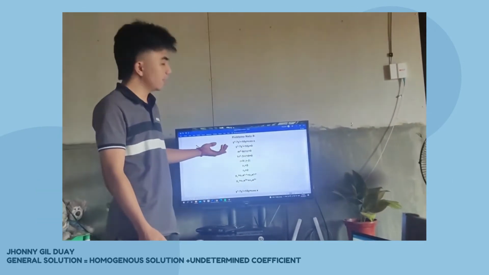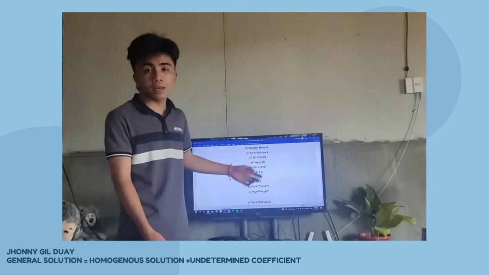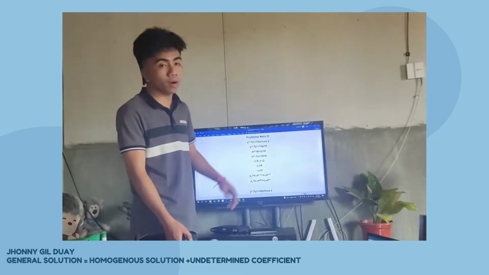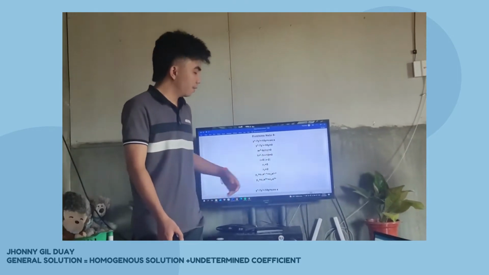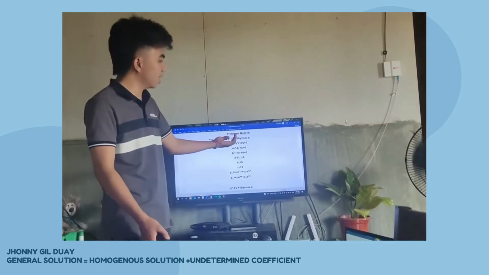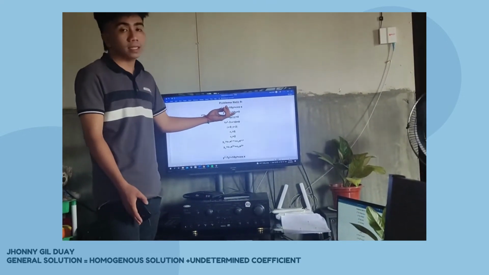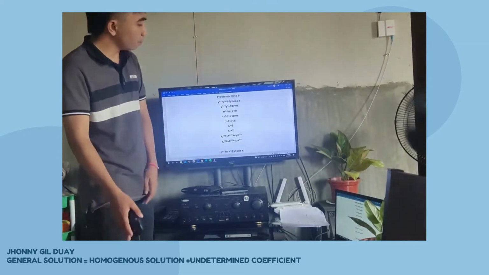Good day. Shown here is my example for a non-homogeneous equation, which is y double prime minus 7y prime plus 10y equals cos x. First, let's get the complementary solution using the left side of the equation, which is y double prime minus 7y prime plus 10y equals 0.